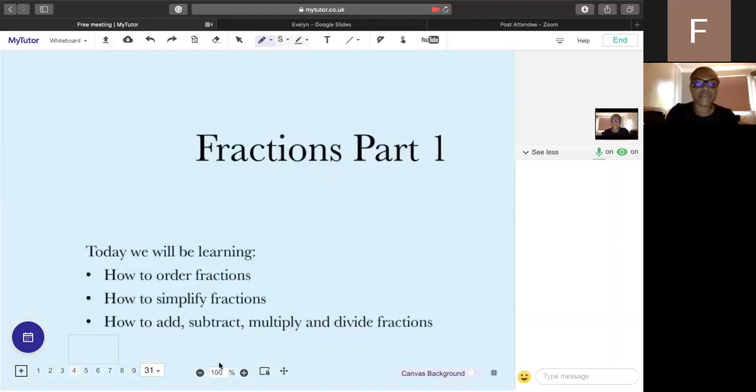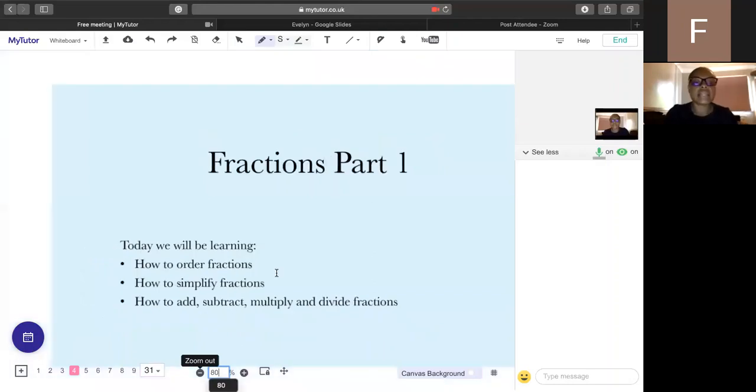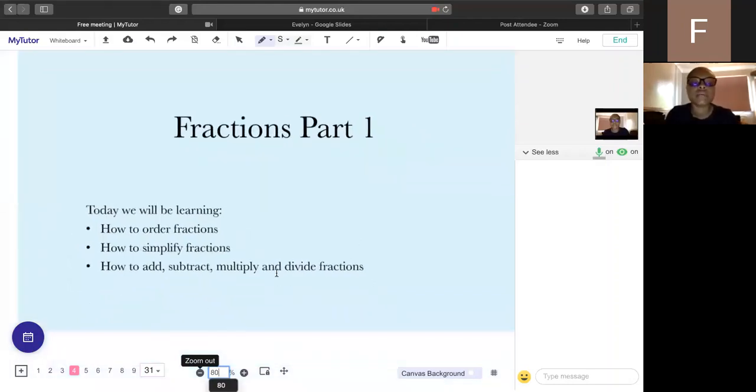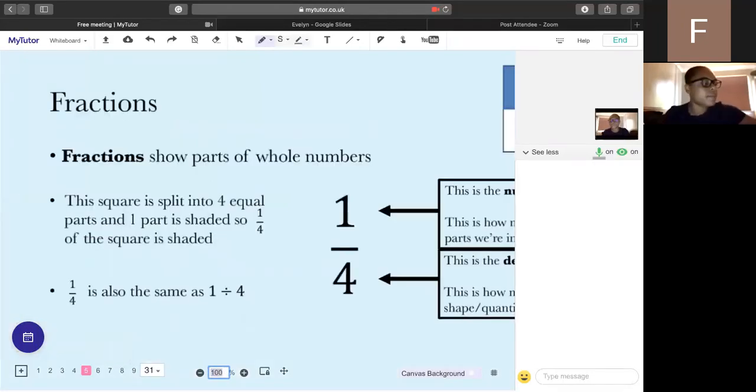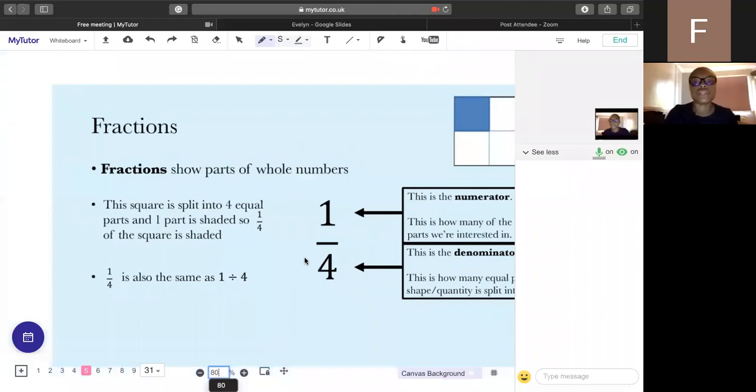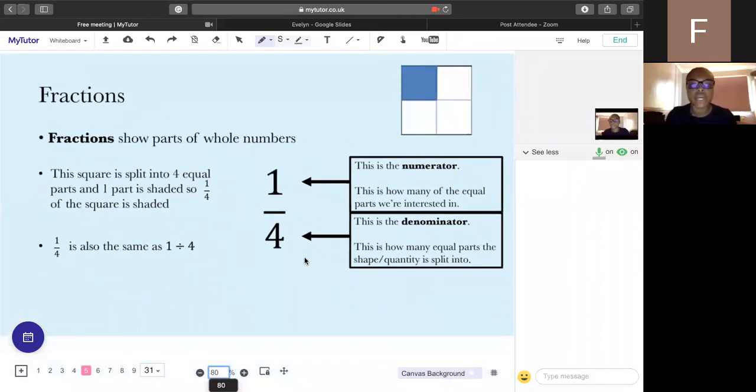Here we go. Fractions part 1. Today in calculating fractions, we're going to go through how to order fractions, how to simplify fractions, and how to add, subtract, multiply, and divide fractions, so the 4 operations using fractions. We've all seen what a fraction is before, and now we're going to work through how to calculate with them. A fraction shows parts of whole numbers.